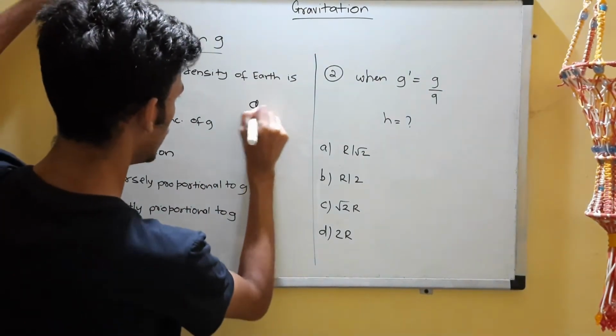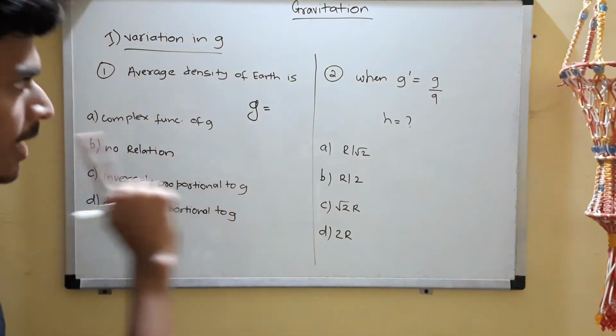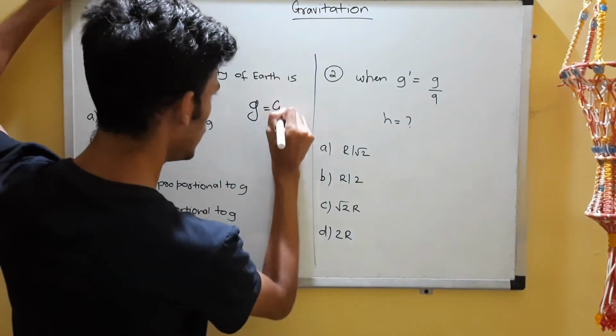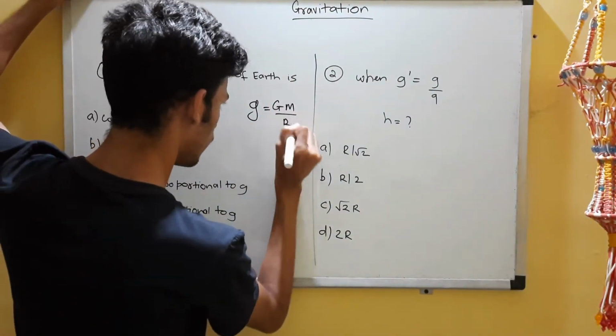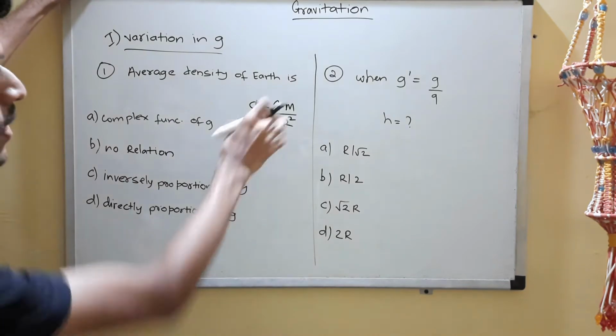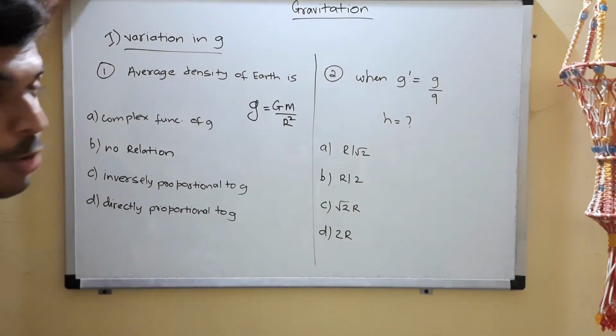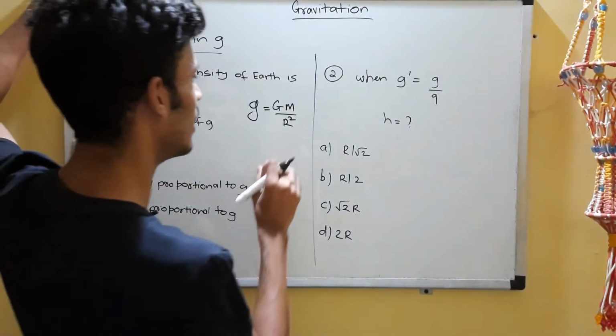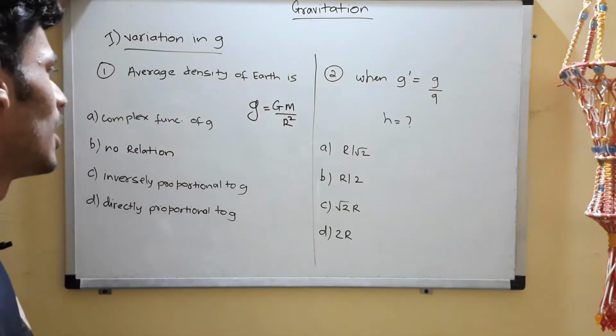So first of all, you can write the acceleration due to gravity as GM by r square, right? Acceleration due to gravity can be written this way. I hope you know this formula. We are going to see this a lot of times in our discussion today.